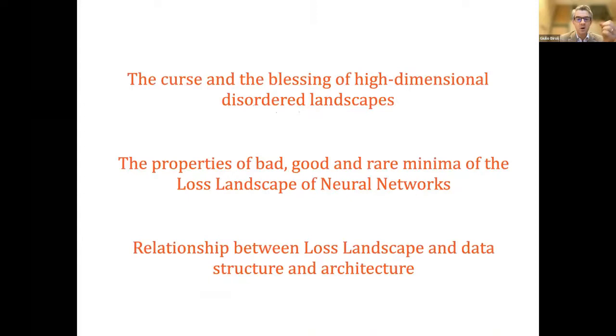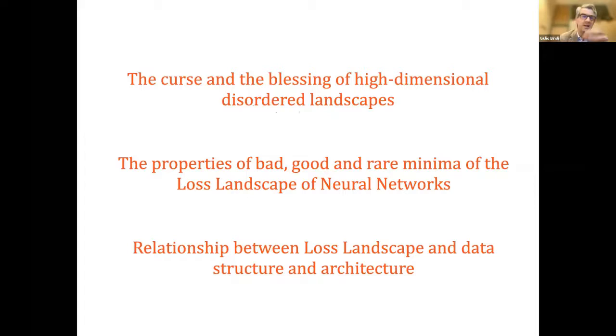Now, I would like to stop by just giving you three directions. This is by no means a conclusion. It's really a perspective. I think there are a lot of things to understand. I find very interesting this unusual property of high-dimensional non-convex, or high-dimensional disordered, landscapes, which at the same time bring some curse, but also some blessing. There are clearly very interesting things to do to try to understand the properties of the bad, the good, and the rare minima of the loss landscape. For example, one question that I find interesting, but I don't know the answer to, is this: I showed you that the CNN can be thought of as a very rare good minimum within the FCN landscape.